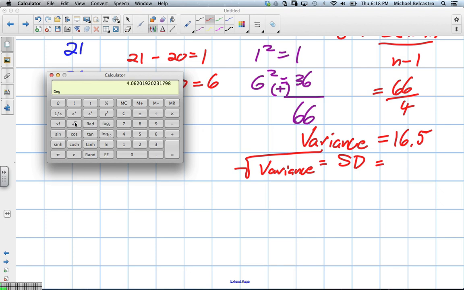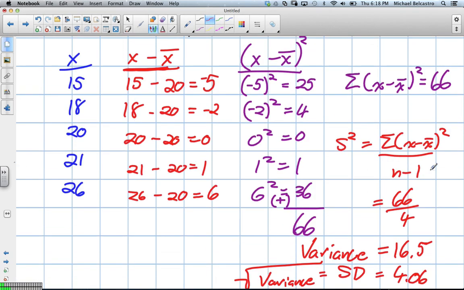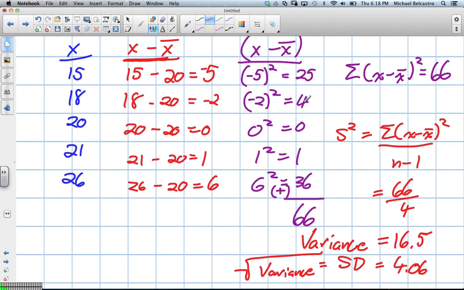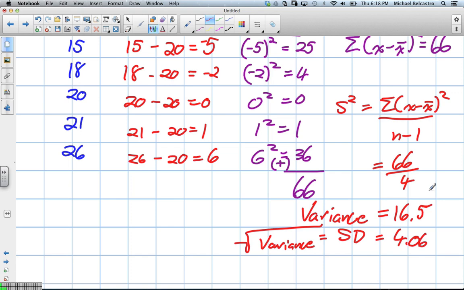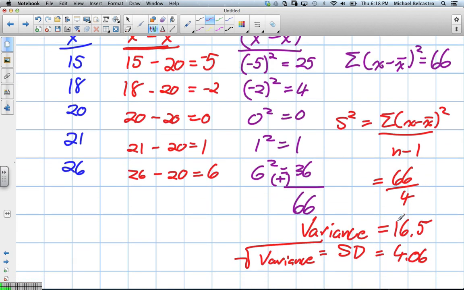Square root, there it is. 4.06, I guess we'd say. And did I add all those values up properly when we first did it? Yeah, that looks right. Okay, so our standard deviation is 4.06. Great. So that's the important information we have.